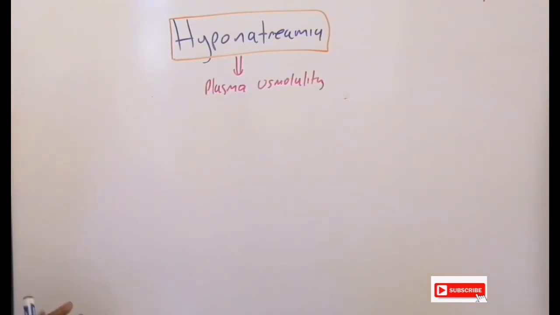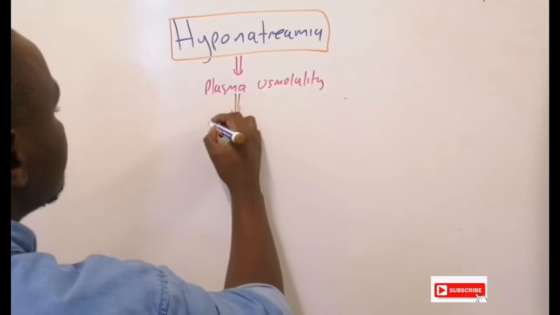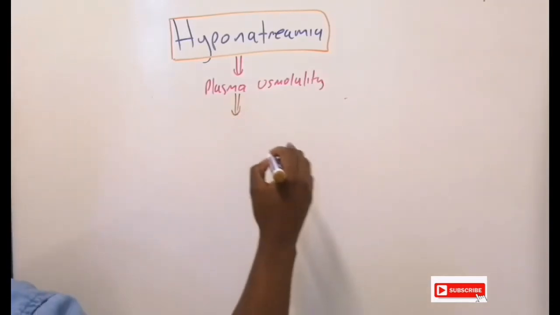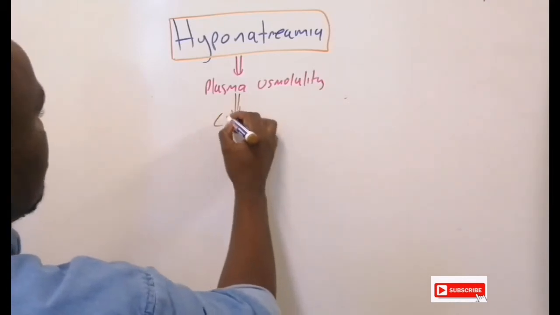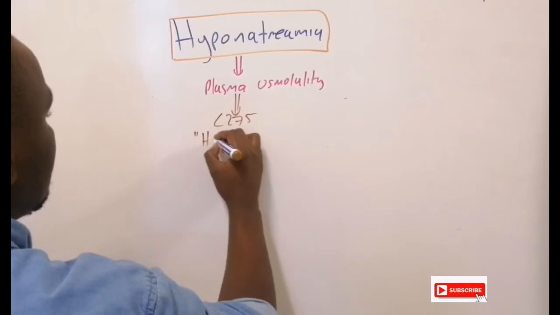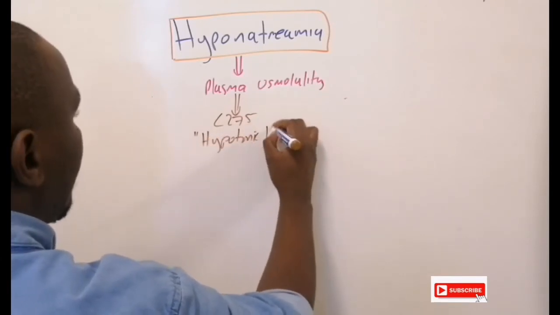So in this section we're going to talk about hyponatremia when you've got osmolality that is less than 275. By definition, that is hypotonic hyponatremia.